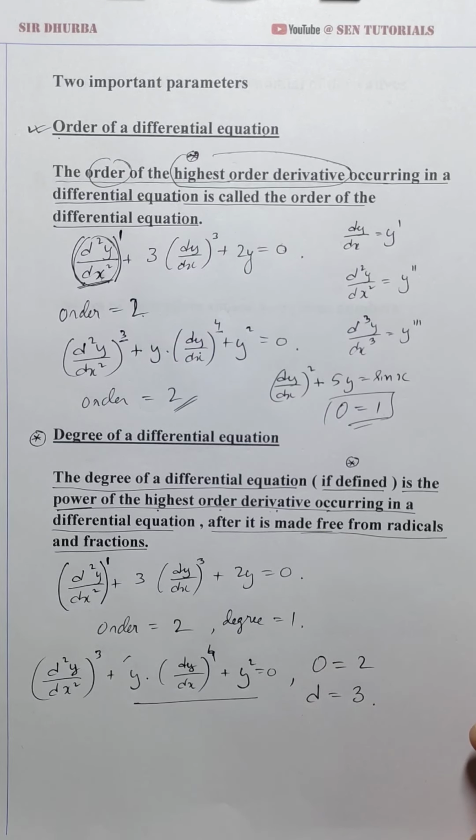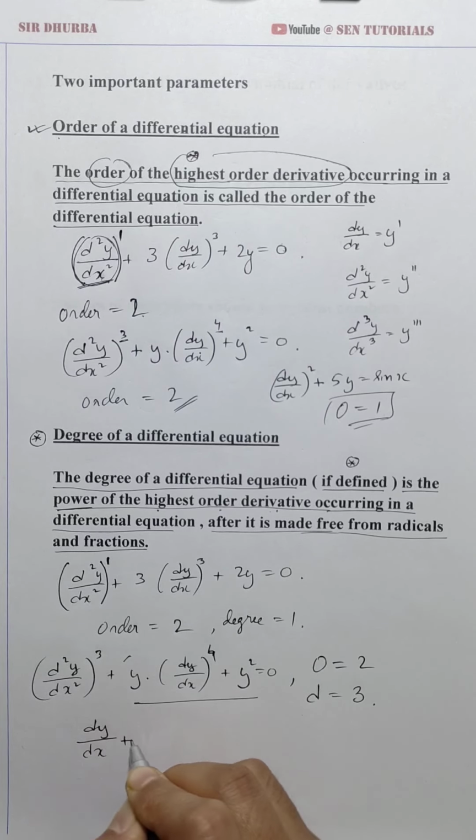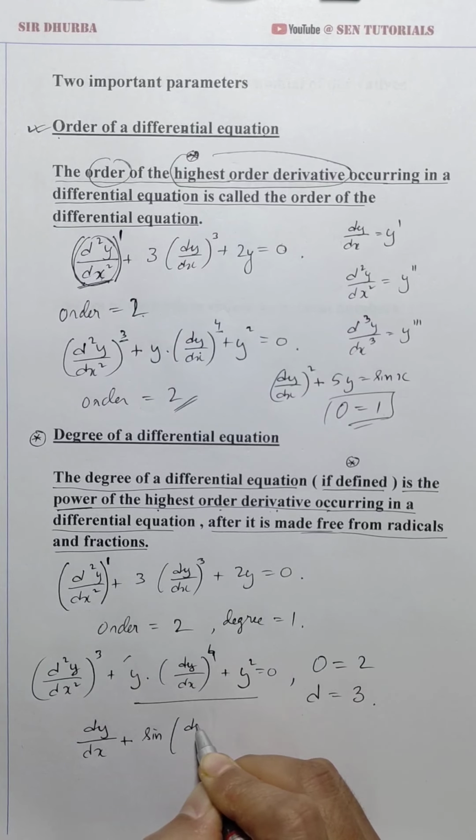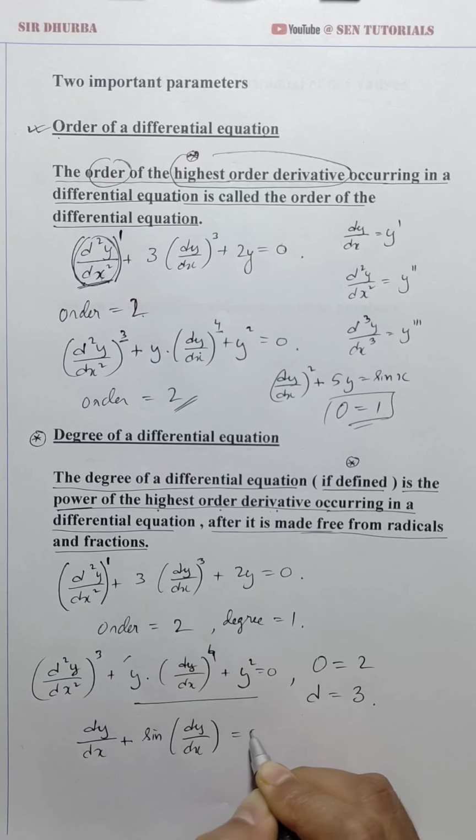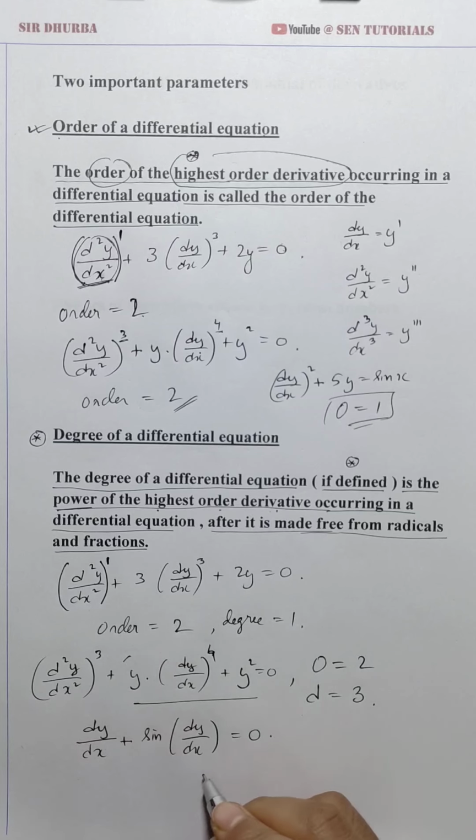But now the question is, if defined. That means if it is not a polynomial in the derivatives, then it is not defined. Look at this carefully. dy by dx plus sine of dy by dx is equal to 0. What will be the order here? Of course, order will be 1. What will be the degree? Degree will not be defined.